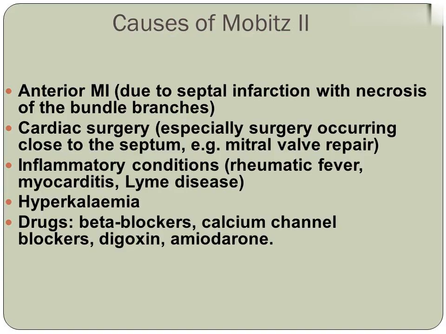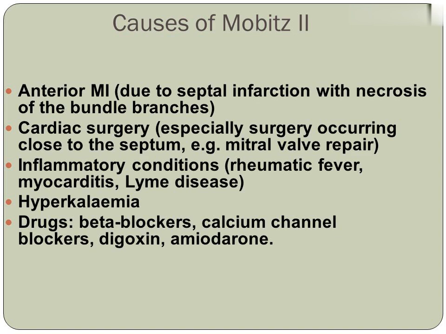Causes of Mobitz 2. Anterior MI, due to septal infarction with necrosis of the bundle branches. Cardiac surgery, especially surgery occurring close to the septum, for example mitral valve repair. Inflammatory conditions: rheumatic fever, myocarditis, Lyme disease. Hyperkalemia. Drugs: beta blockers, calcium channel blockers, digoxin, amiodarone.